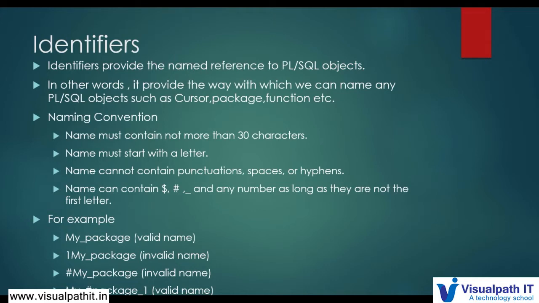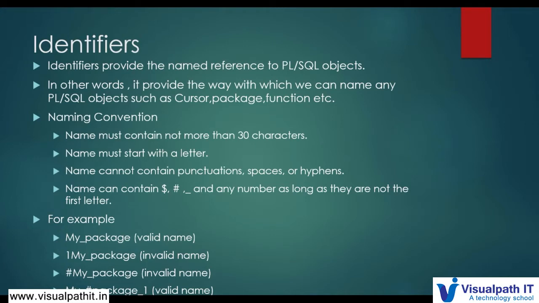For example, if we create a name for an object like a package, my_package, this is a valid name because underscore is not the first letter of the name. The second one, 1my_package, is an invalid name because the numeric 1 is at the start of the name, the starting letter of the name. That's why it is an invalid name as per the rule.